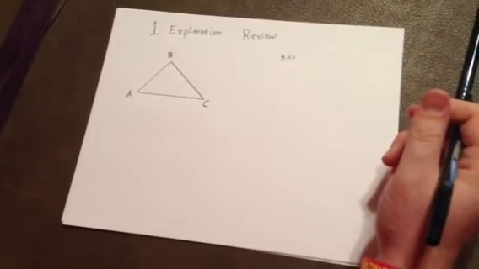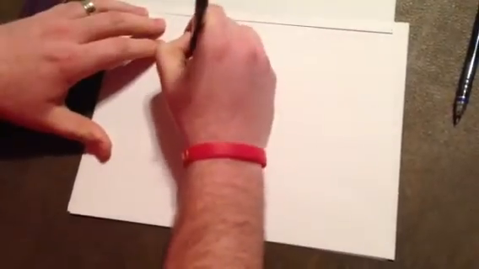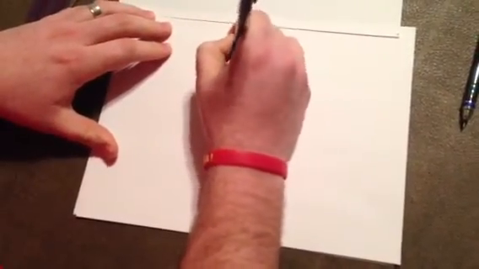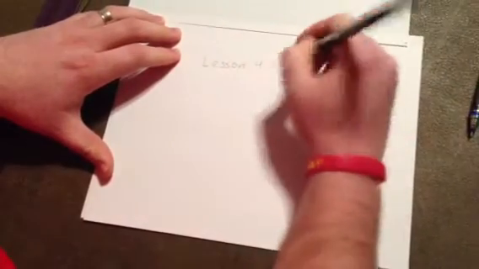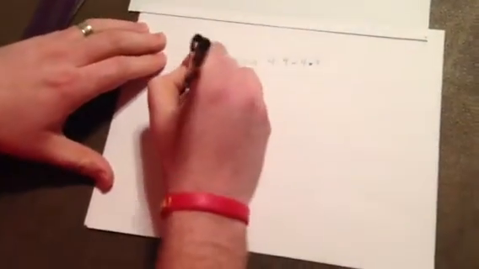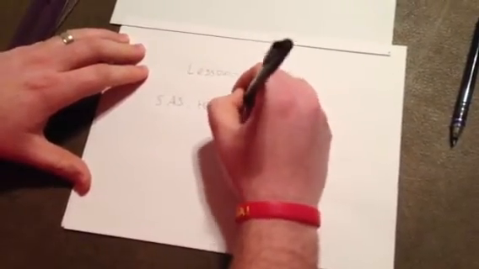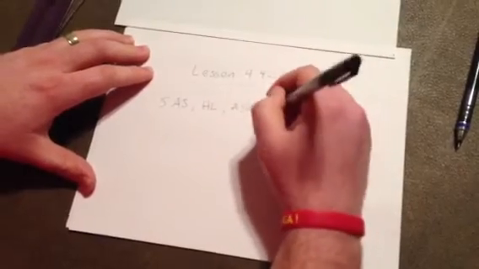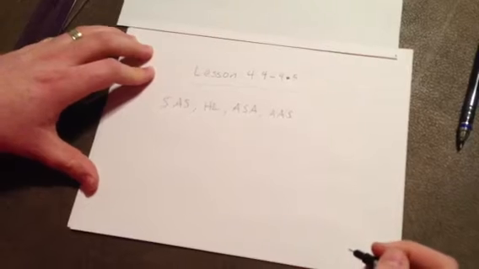Alright, so today's lesson, this is actually for lesson 4.4 through 4.5. Oops. And we're going to be talking about side, angle, side, hypotenuse leg, angle, side, angle, angle, angle, side. So that's what today's lesson was about.